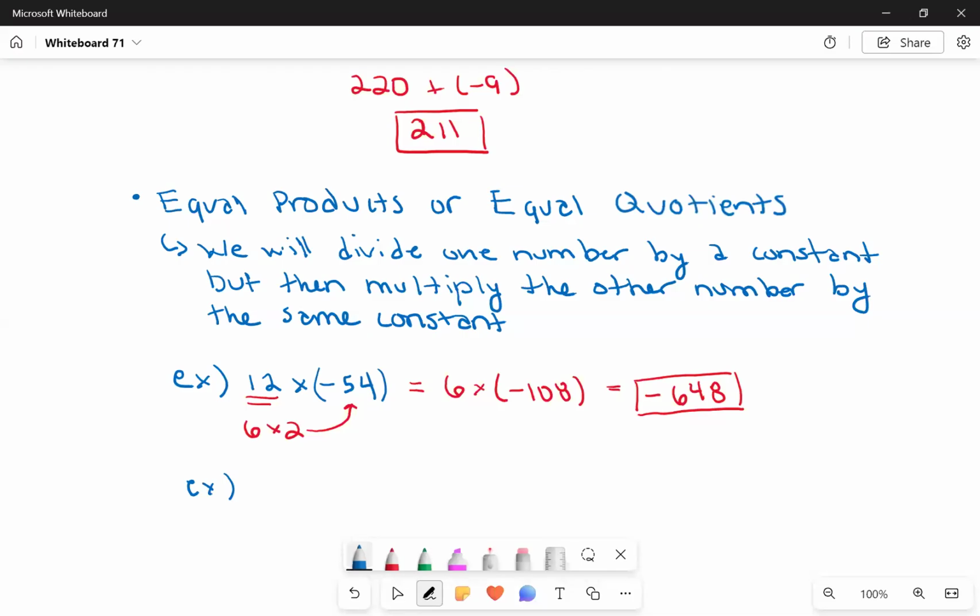All right, let's try another one. How about negative 14 times 4? Not so easy to do in our head. However, we could think of the 14 as 7 and 2, and I could apply that 2 to the 4. So I would have 7 times 8, right? Because 4 times 2 is 8. And that's easy, that's negative 56. We should know that one. So that is how it works. You pull one number off and apply it to the other number.